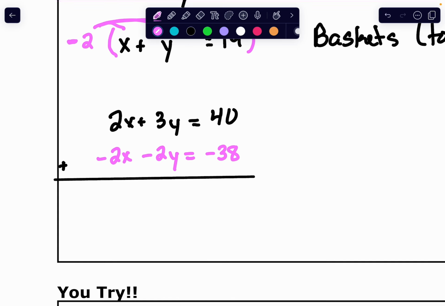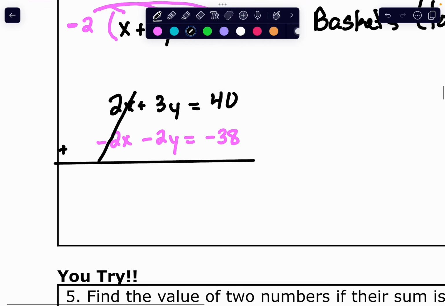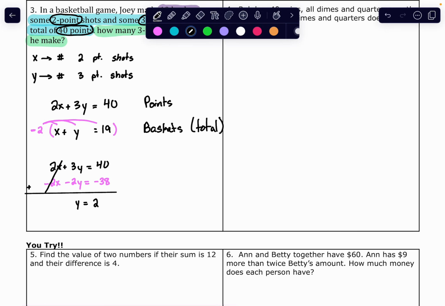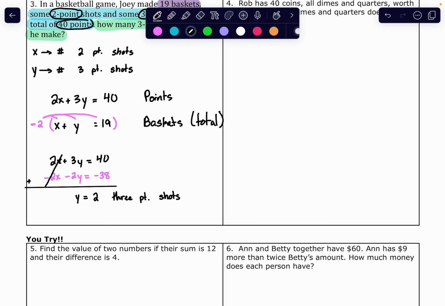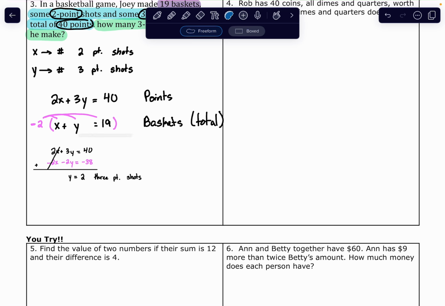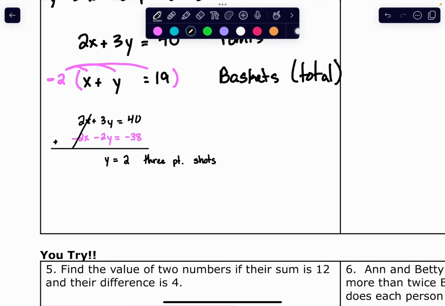So the whole point of this was to cancel our 2x. It's like deja vu. 3y plus negative 2y is just 1y. And then 40 minus 38 is just 2. And then lastly, tell me what that means. 2 what? 2 3-point shots. We are almost done. Let's deal with this by putting it into the last equation. Again, because it's simpler.